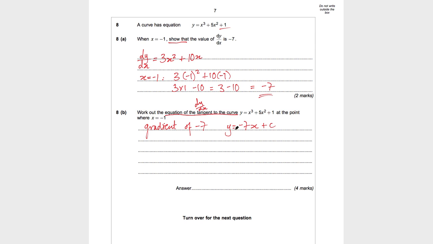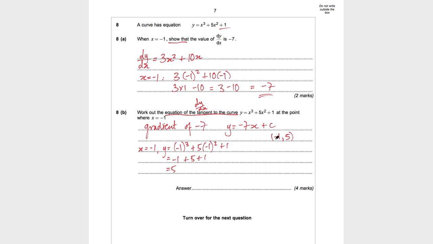I have a point on this curve, but I need to know the y value of it. So x equals minus 1, but I also need to know what y is when x equals minus 1. So when x equals minus 1, y equals, from the original equation, minus 1 cubed plus 5 lots of minus 1 squared plus 1. That equals minus 1 plus 5 plus 1 equals 5. So it goes through the point (-1, 5), and it has a gradient of -7.